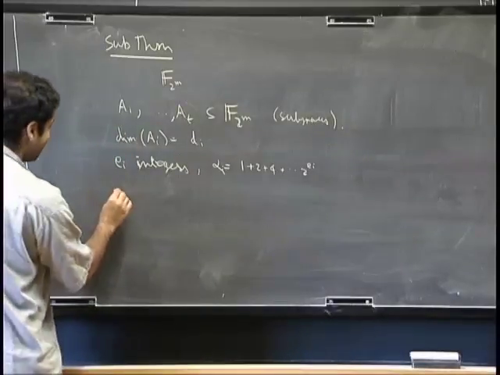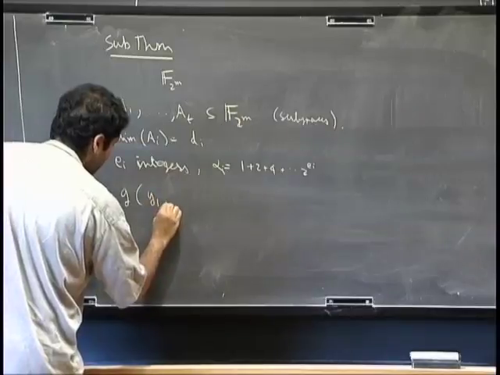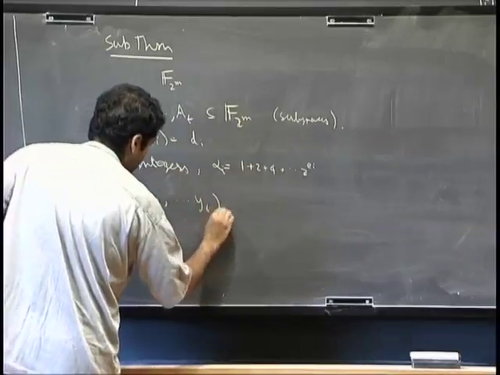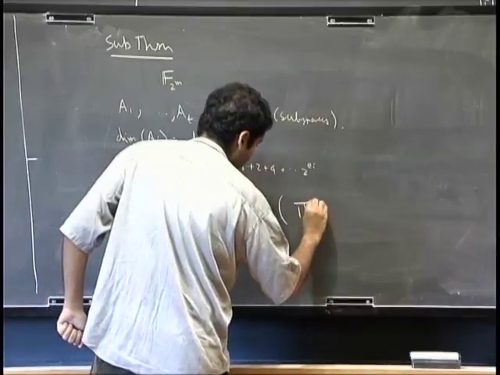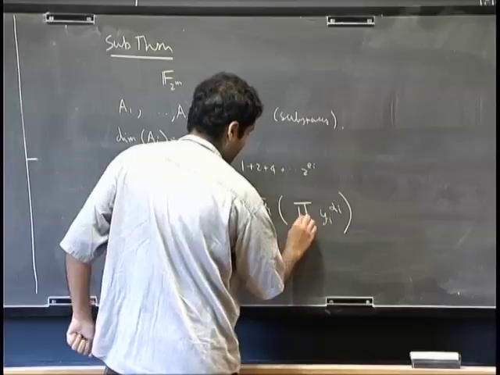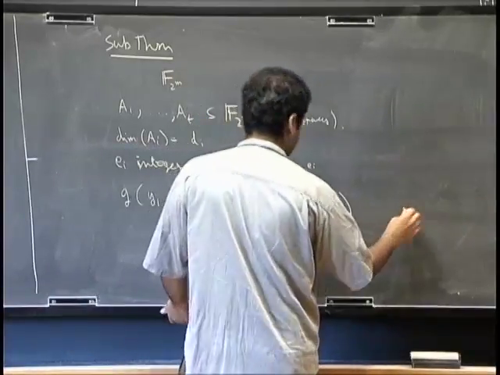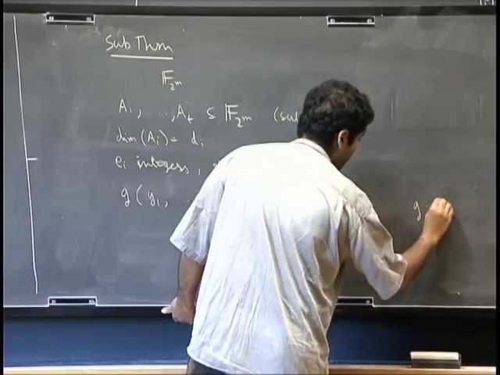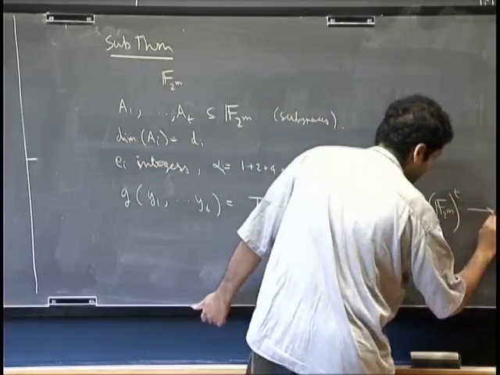So okay, then I'll define the function g of y_1 etc. up till y_t to be the following: trace of the product of y_i to the alpha_i, i going from 1 to t. Okay, and so g is a map from F_2^m to the t to F_2.